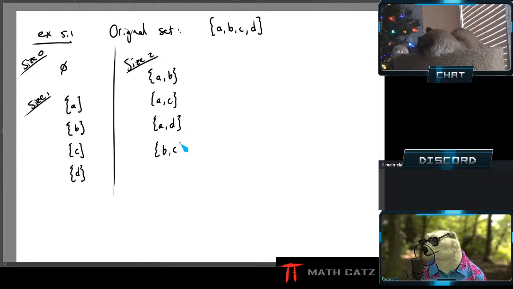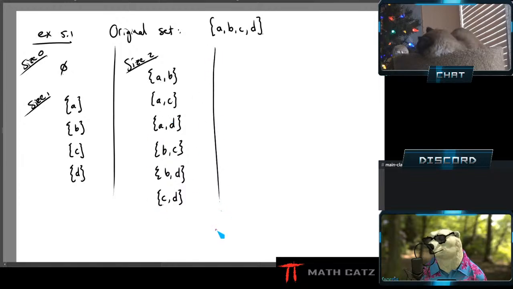B with C. B with, look at that curly bracket. Wow. B with D. And then I'm done. B has been paired with each of the other 3 letters. Then I can look at C. C has been paired with A and B, but not D yet. And then D. D has been paired with all 3 other letters.